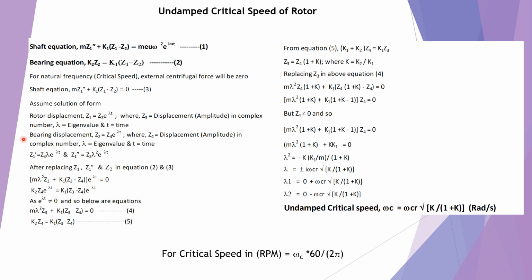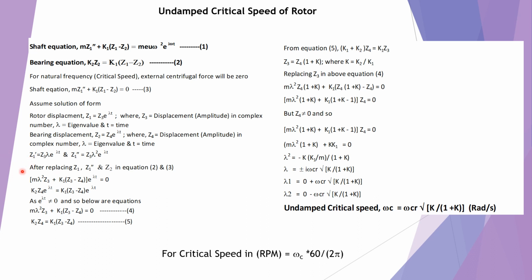Bearing displacement z2 is equal to z4 into e to the power lambda t, where z4 is the displacement of bearing in complex form, lambda is the eigenvalue, and t is the time. So z1 dash, or z1 differentiation, is equal to z3 lambda e to the power lambda t, and z1 double differentiation is equal to z3 lambda square into e to the power lambda t.